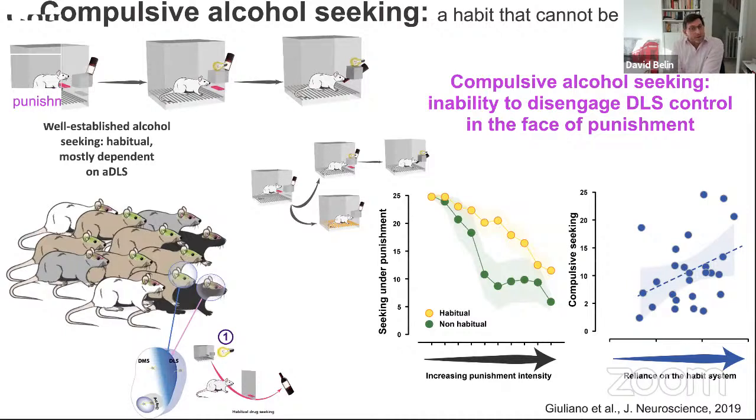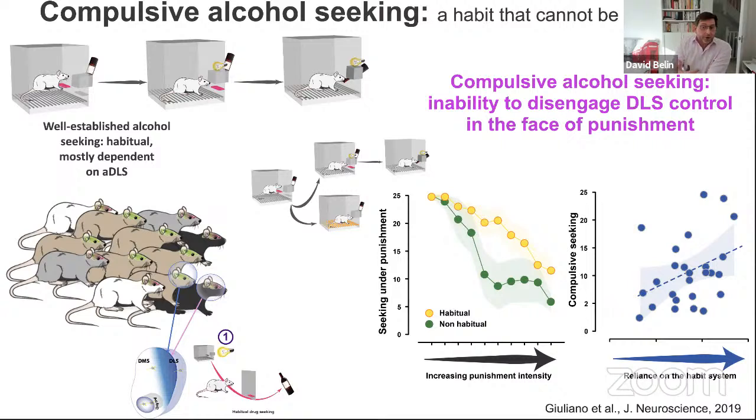What was very interesting is now, considering these animals that had engaged the habit system in seeking alcohol, when we challenged them with the risk of receiving punishment, what was revealed is that those animals whose behavior was habitual were much more prone to resist to punishment as compared to the animals who had not engaged their habit system. So the establishment of habitual control over behavior, dorsal striatum dependent control over behavior, predicted an increased tendency to show compulsivity. And as a matter of fact, there was a very, very neat relationship between the reliance on the habit system in these animals and the extent to which they would compulsively seek alcohol.